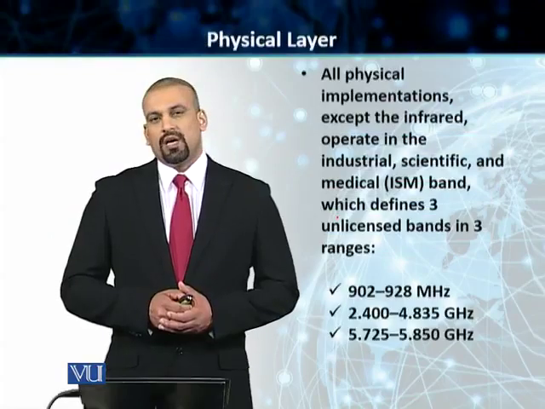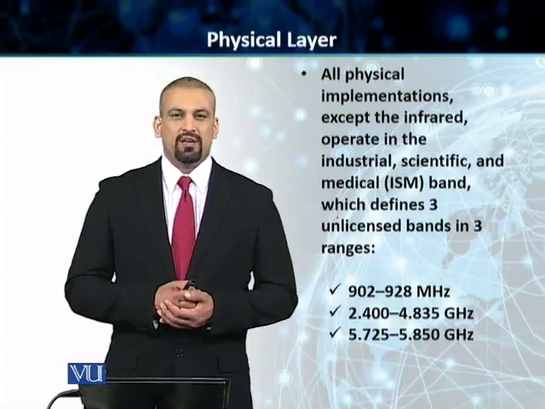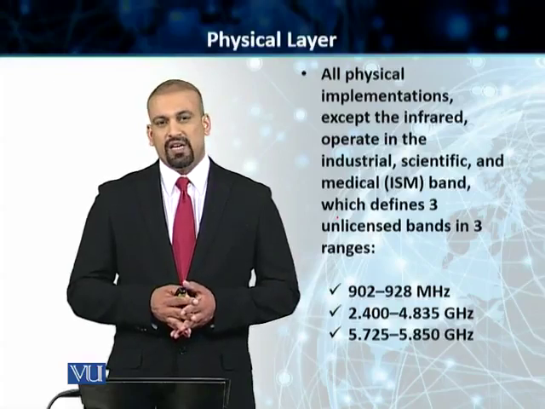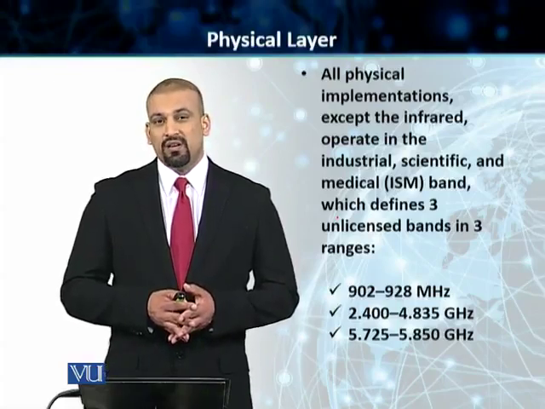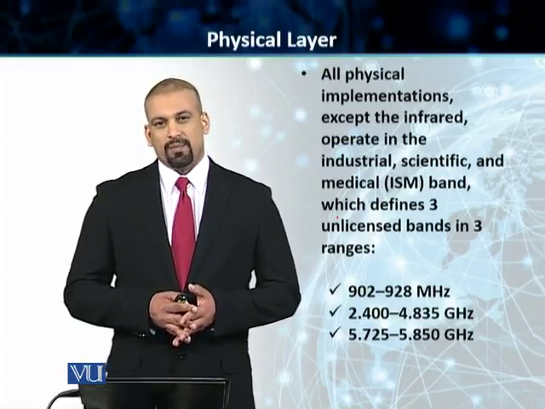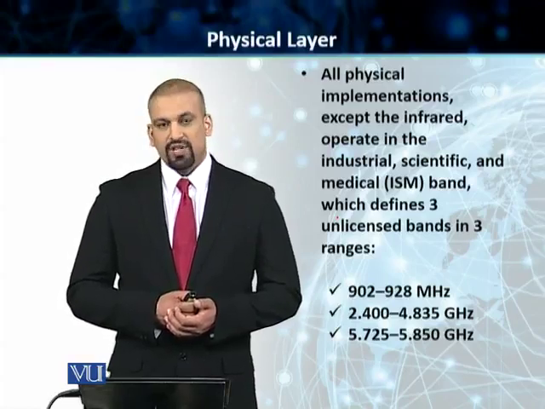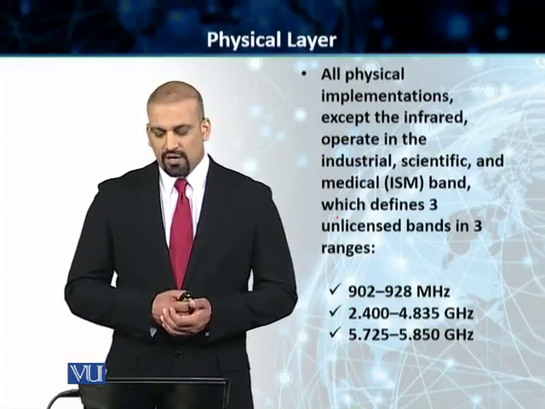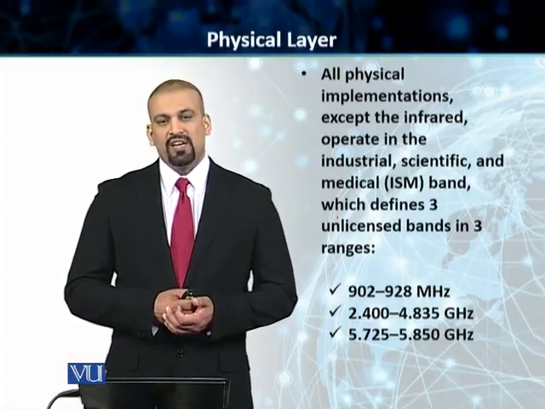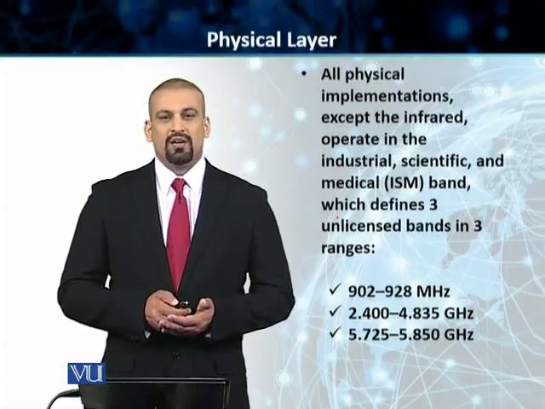Students, lastly, we have got the physical layer for the IEEE 802.11 standard, and all the different implementations that we have got for the physical layer, except the infrared, fall under the industrial, scientific, and medical, or the ISM band. And students, it uses 3 unlicensed bands in 3 ranges. The first one is 902 to 928 megahertz. The second one is 2.4 to 4.8 gigahertz. And the last one is 5.7 to 5.8 gigahertz.